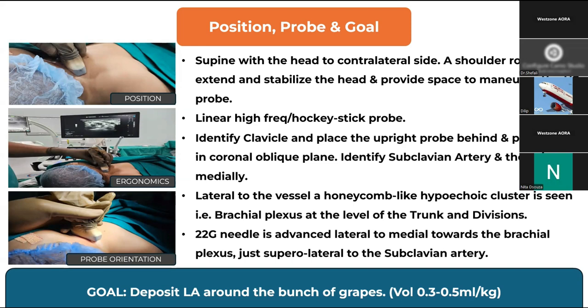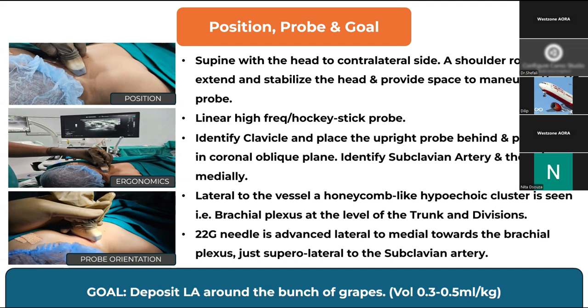First, we identify the clavicle and place the probe upright behind it in a coronal oblique view. The first thing we do is identify the subclavian artery. Lateral to this is a honeycomb-like hypoechoic cluster, which is the brachial plexus at the level of trunks and divisions.